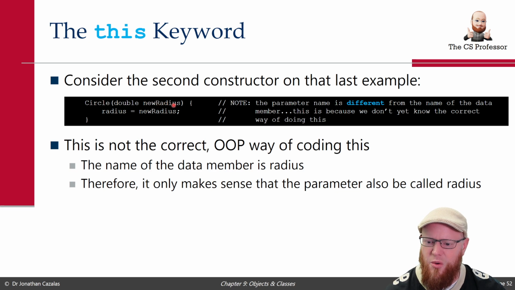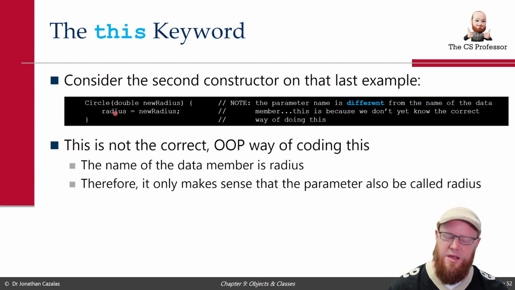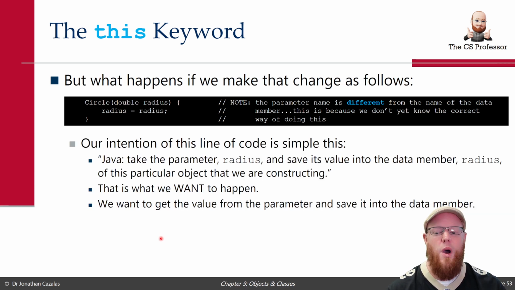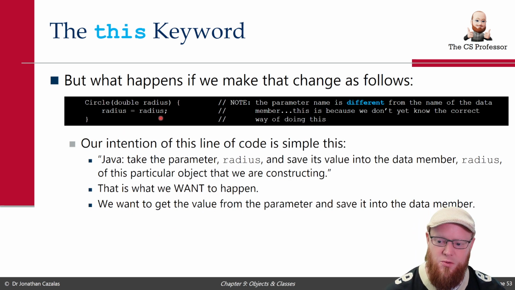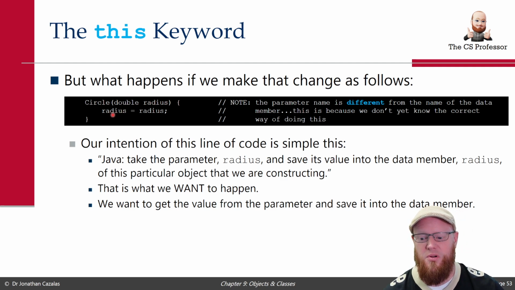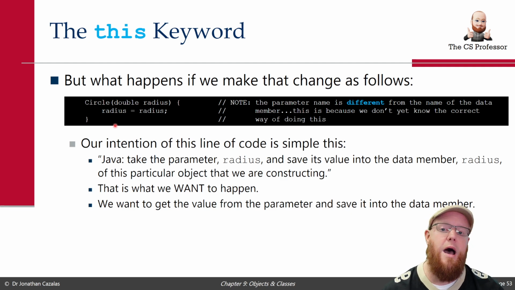What is the correct way? Well, if we know that we want to have a data member called radius, it makes sense that the parameter should also be called radius. So let's change it. Let's make the parameter called radius, and now let's have this line of code say radius equals radius. What happens if we do that? Our intention of this line of code, radius equals radius, is simply this: we're telling Java, take this parameter, double radius, and save its value into the data member radius of this particular object that we are constructing.